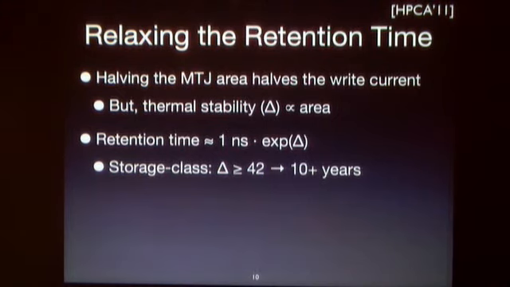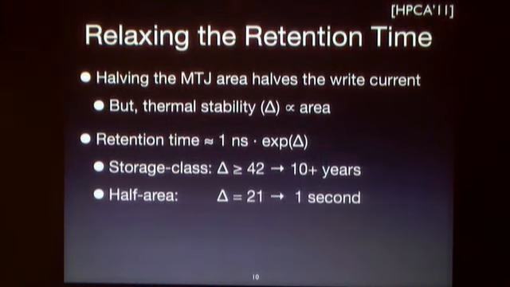which has been previously published, storage class retention, 10 years plus, delta has to be at least 42 with error correction and so on, and at high temperatures you need much higher. But if you were to have this minimum value, your retention time has gone from 10 years or more to now 1 second.